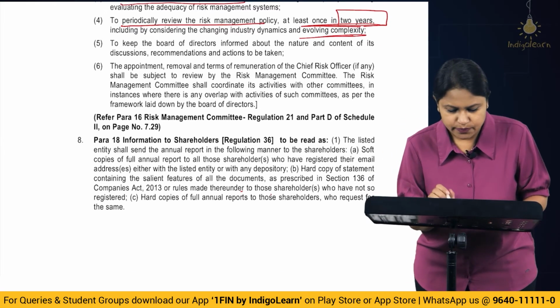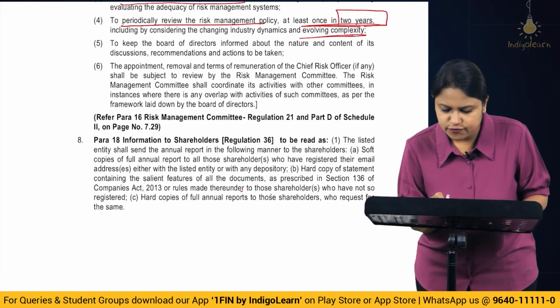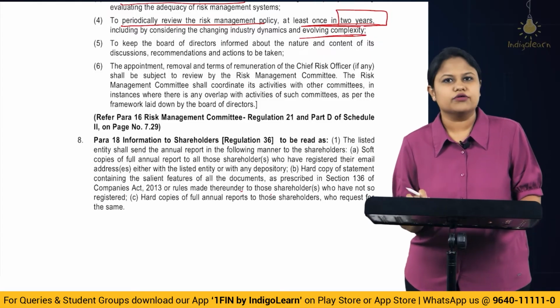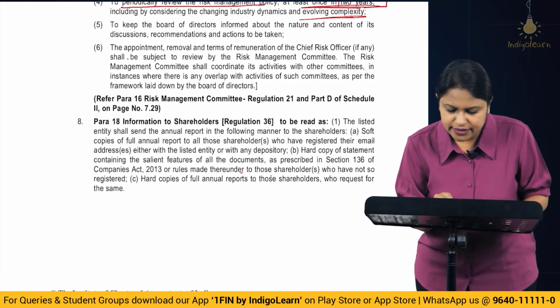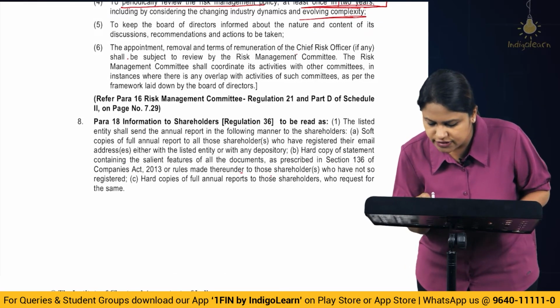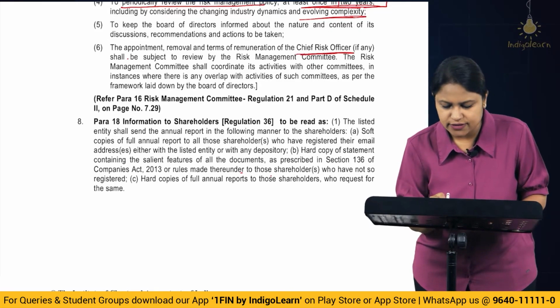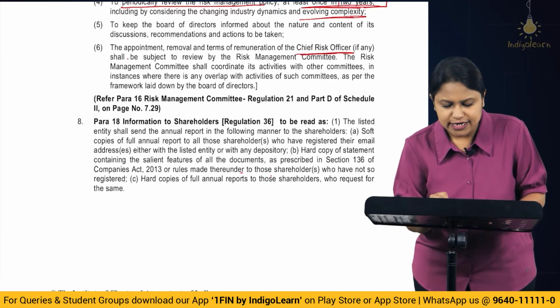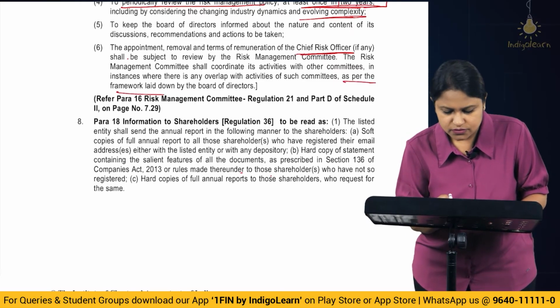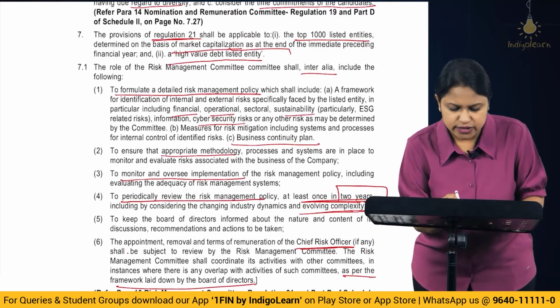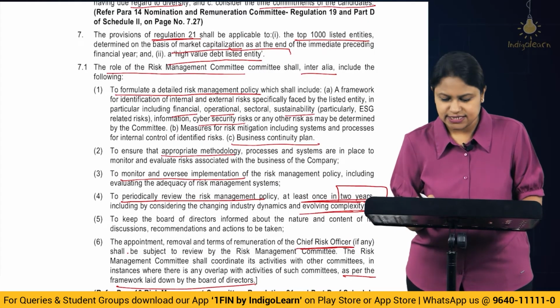Then to keep the board of directors informed about the nature and content of its discussion, recommendation and the action to be taken. Obviously they are accountable to the board, so whatever changes are required, they will tell it to the board. The appointment, removal and terms of remuneration of the Chief Risk Officer, if any, shall be subject to review by the Risk Management Committee. The Risk Management Committee shall coordinate its activities with other committees, in instances where there is any overlap with activities of such committees, as per the framework laid down by the board of directors. So they have simply included the role of the Risk Management Committee.